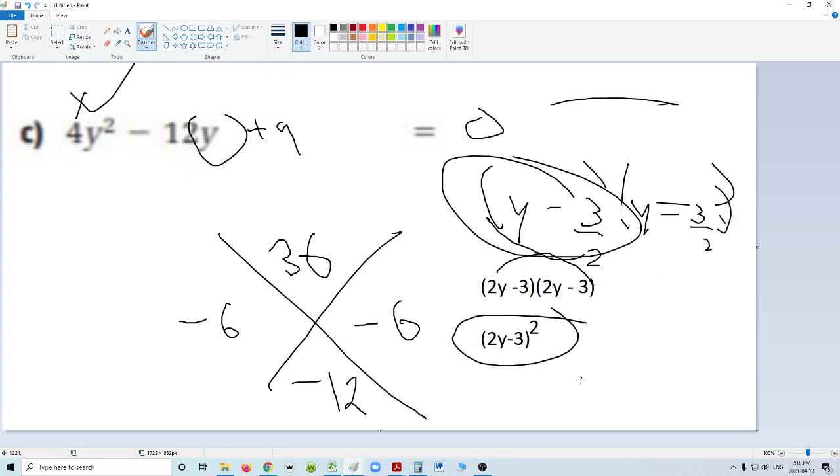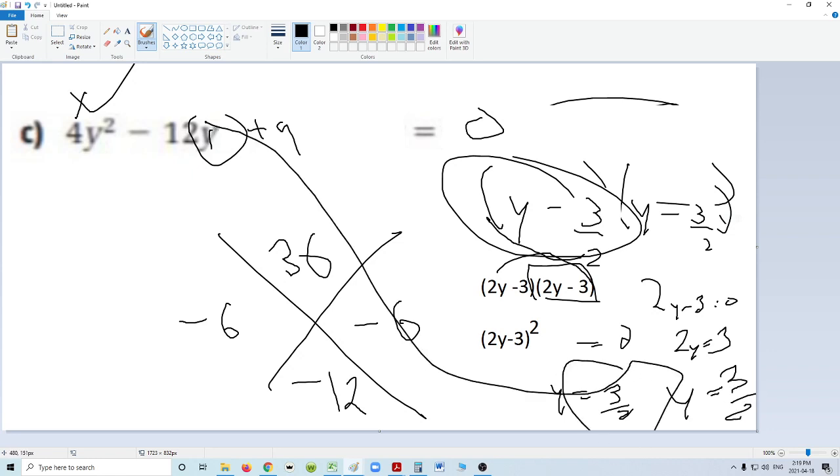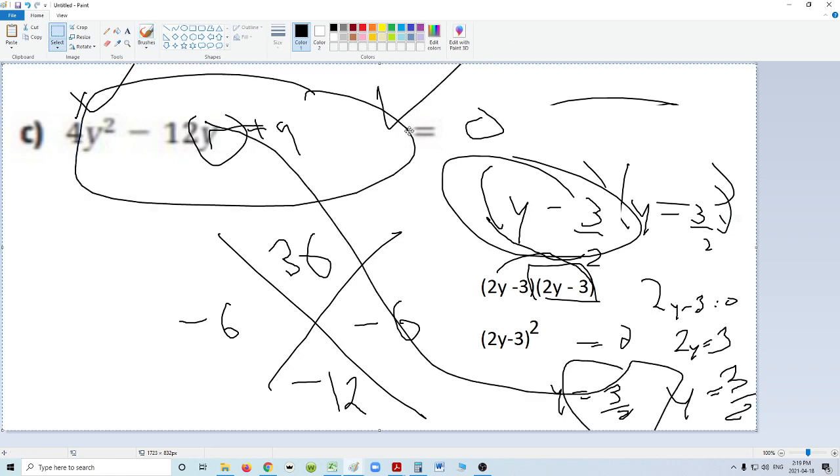So that's the answer. And what's the only possible answer for this to be equal to 0? Well, when one of these brackets is equal to 0. So when y is equal to 3 divided by 2. How did I do that? I made 2y minus 3 equals 0. I added 3 to both sides, divided by 2 on both sides. So that is the only answer for this to be true.